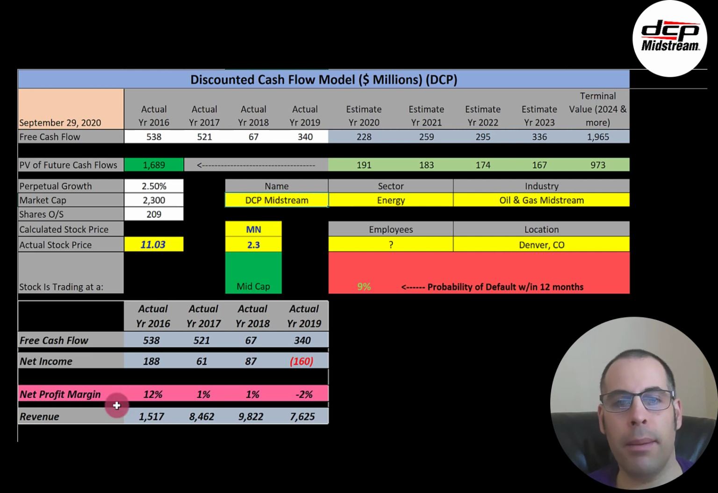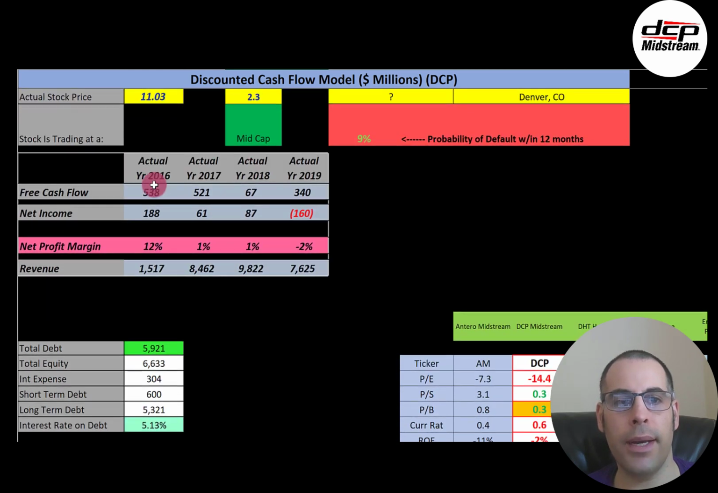This is a mid-cap company, 2.3 billion market cap. They're trading at $11.03 a share, and they have 209 million shares outstanding. The way you could calculate shares outstanding is market cap divided by stock price. We're going to need this number later when we calculate the value of the company. Let's look at the financials.